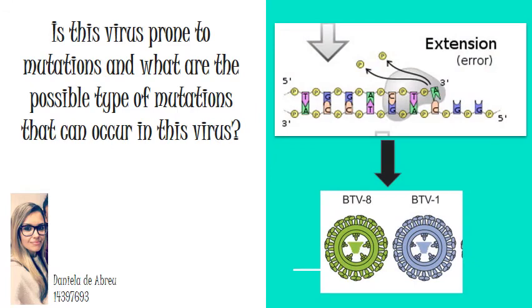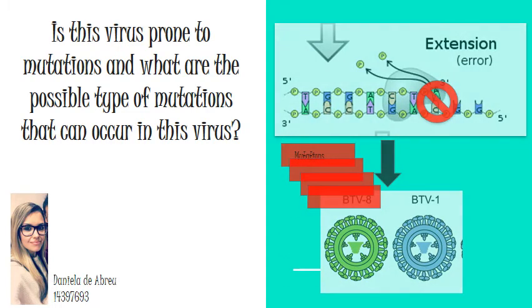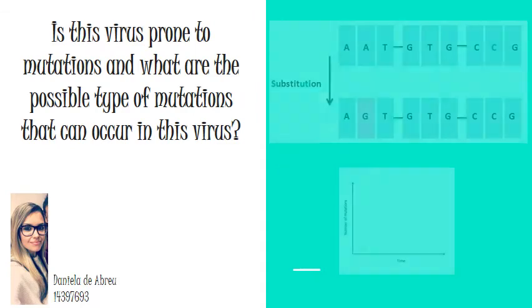Mutations are common in blue tongue virus due to the RNA polymerase lacking an effective proofreading mechanism during the replication process of the viral genome. This ultimately results in the generation of quasi-species or serotypes during the infection process. The most common type of mutation to occur in the blue tongue virus are point mutations, specifically substitutions, where one nucleotide is replaced by another.